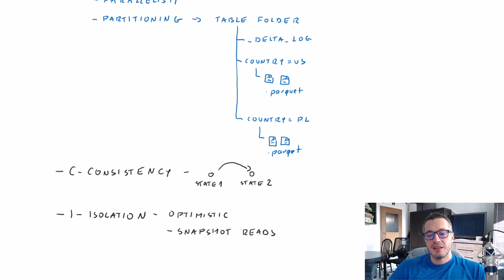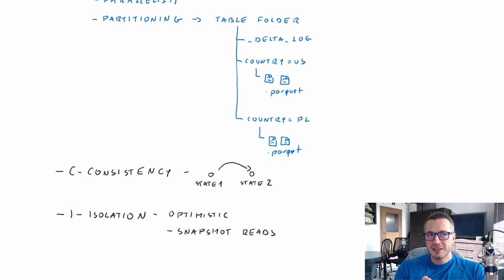So it means that in the optimistic model, there might be some conflicts, and there are some techniques that we can use to minimize the number of conflicts, but that's a topic for a different session.